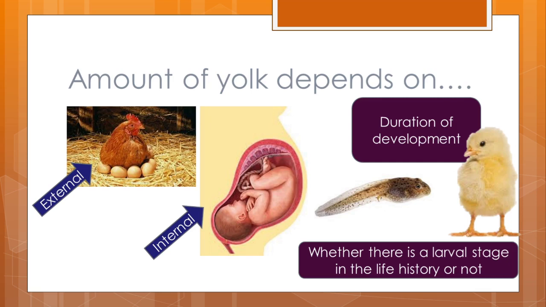So the egg has to store only a small amount of yolk, which is needed to support the development up to the larval stage. But in most other organisms, there is no larval stage, and the entire process of development has to be completed inside the egg itself. In that case, a large amount of nutrients have to be stored inside the egg cytoplasm, which can support the entire process of development until hatching.